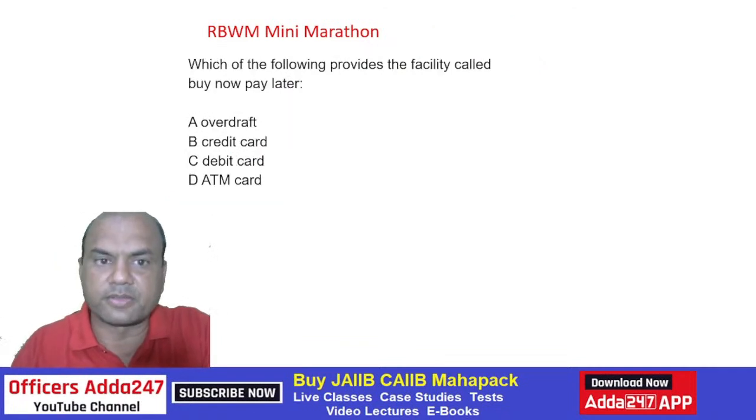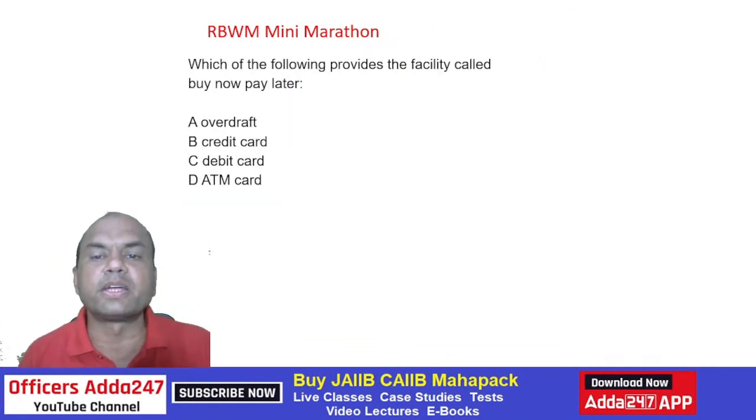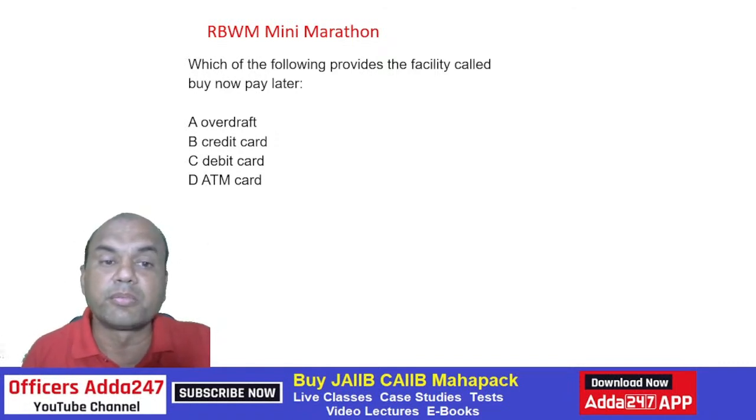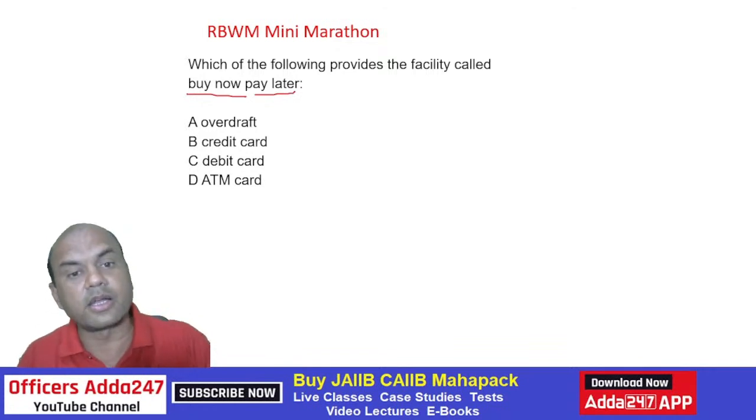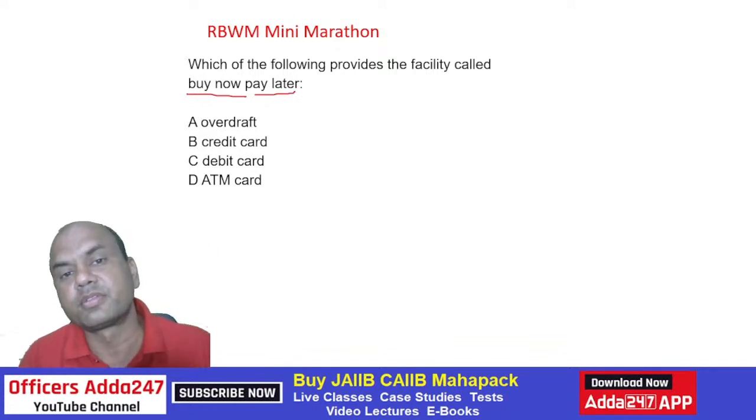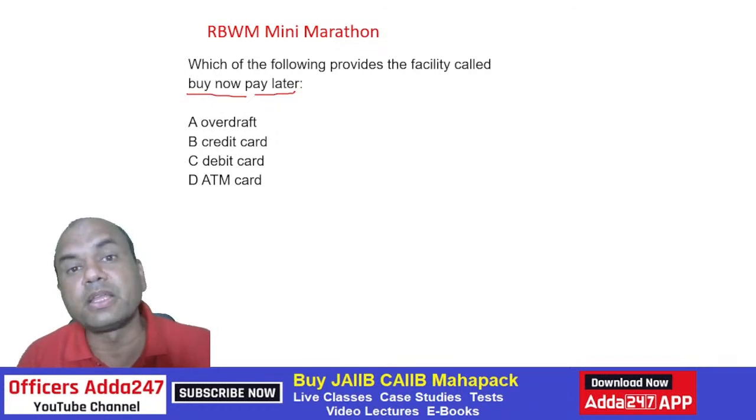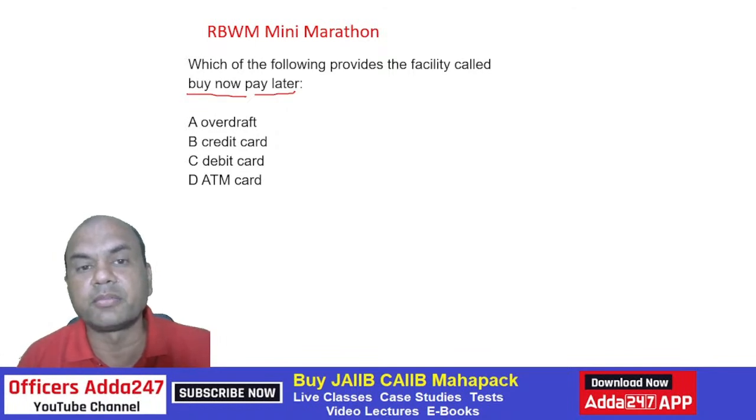Chalo. Next one. Which of the following provides a facility called buy now pay later? Buy now pay later. It is OD, credit card, debit card, ATM card. Which of the facilities? Buy now pay later. OD, credit card, debit card, ATM.